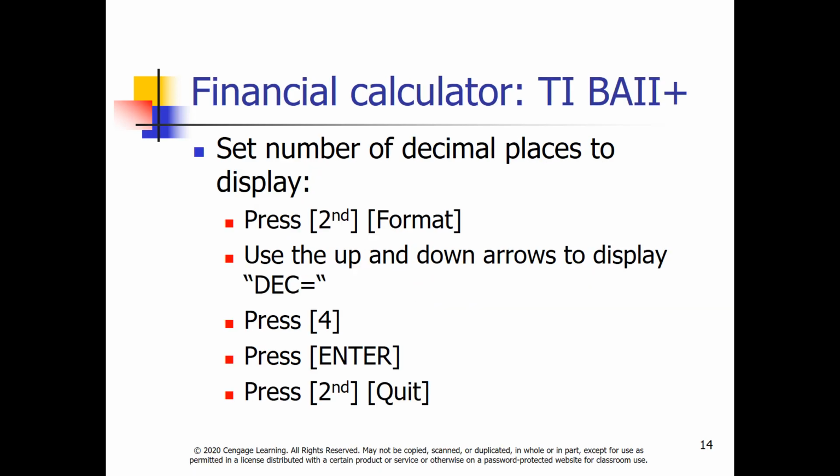Starting with the financial calculator approach, let's get all our calculators set up correctly. I find setting the number of decimal places displayed to 4 gives you sufficient precision without cluttering the readout. Follow the instructions for the BA2+.